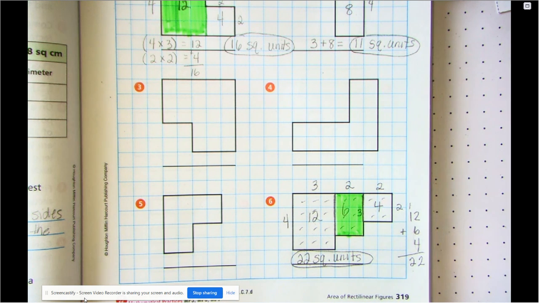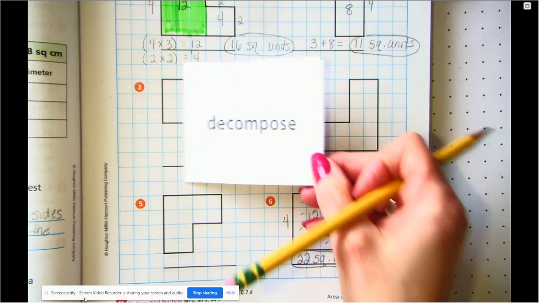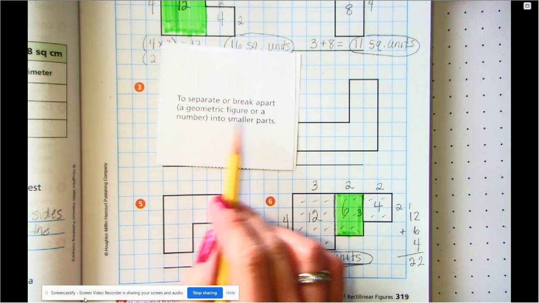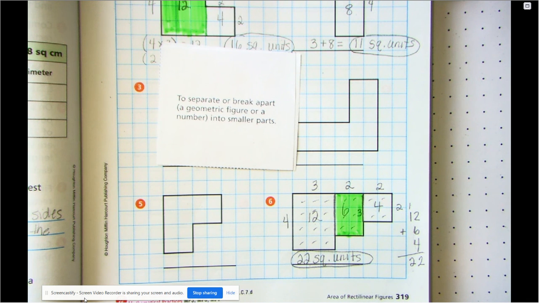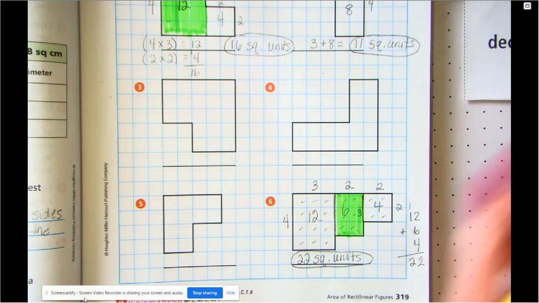Remember that the word decompose means to separate or to break apart into smaller pieces. These look a lot like Legos to me. You're used to playing with Legos and building with Legos, right? So you can compose or build, and you can decompose or take apart.